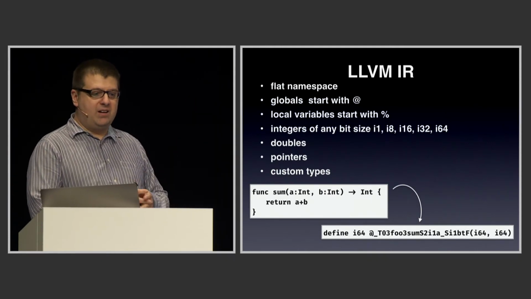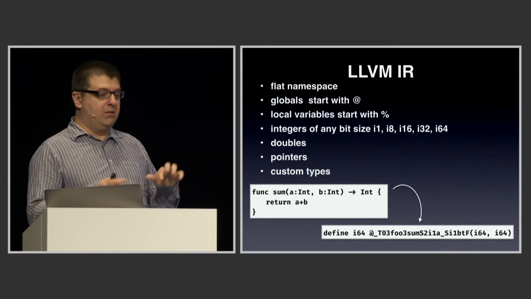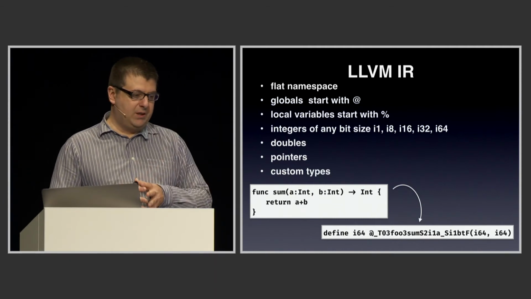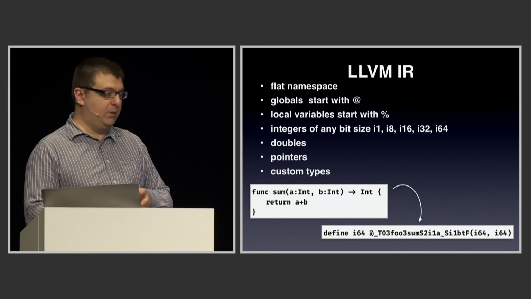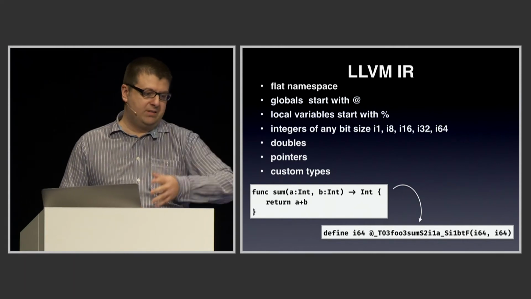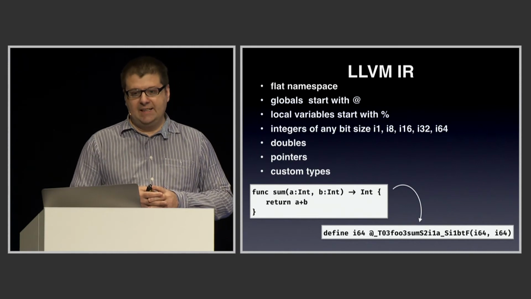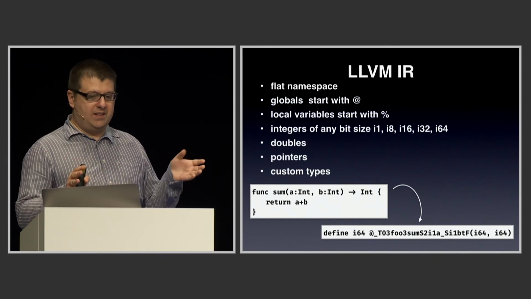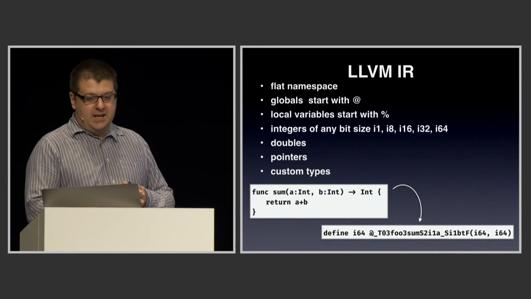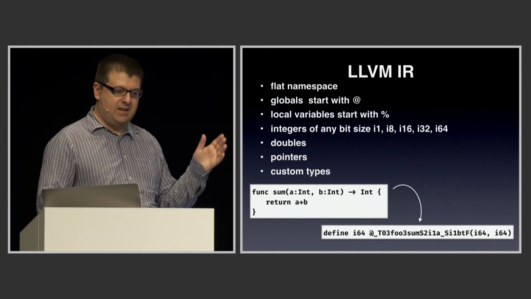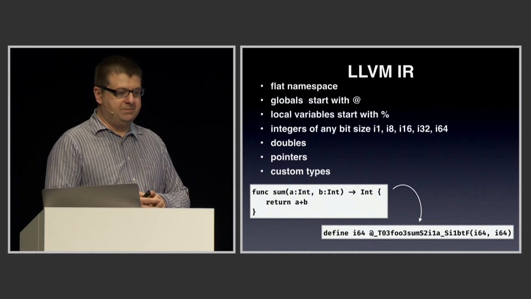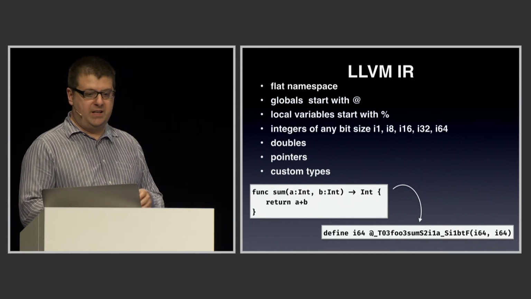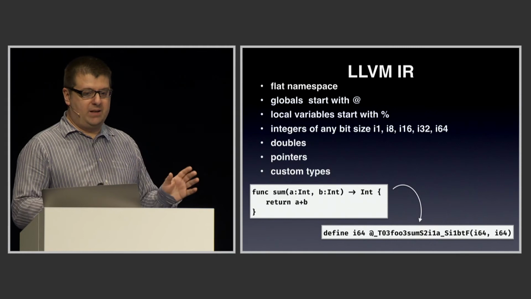More about LLVM IR. Everything is in a flat global namespace. To avoid symbol clashes, you'll often see mangled names. For example, if you look at this function in Swift, if you tell the Swift compiler to emit IR, you will see a mangled function name. That's because everything is in a flat namespace. So you have global variables that start with an ampersand, locals with a %. You have your usual suspects, integers of any bit size. 1 bit is a Boolean. Doubles, you can have pointers. You can also make custom types, which we won't get into. But that's a very quick overview.